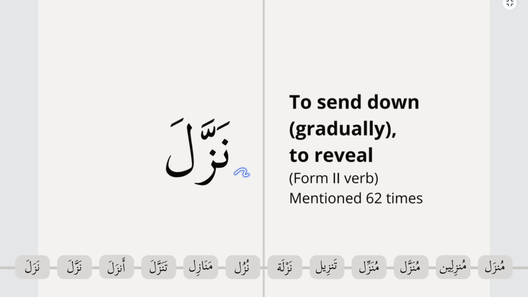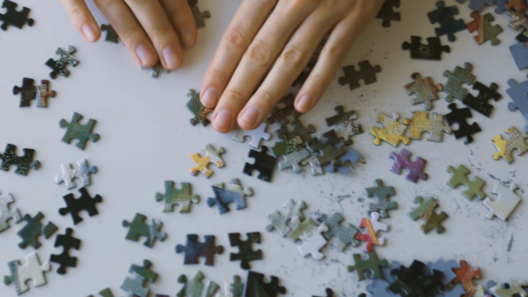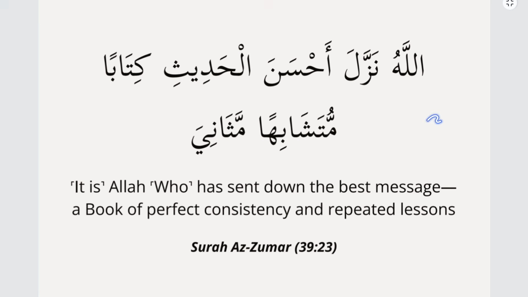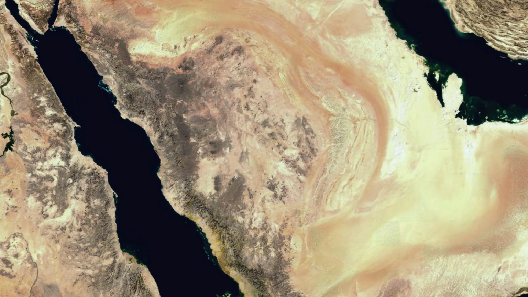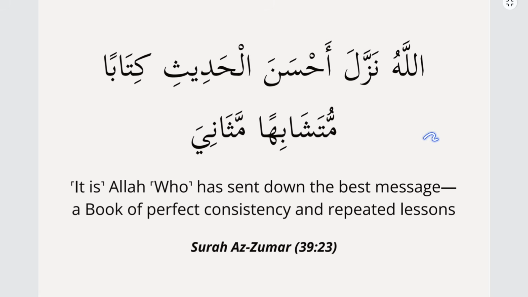Back to the verbs. The second verb we have is nazzala. In Arabic grammar, doubling that middle letter adds intensity, repetition, and layers. Nazzala is a form 2 verb which means to send down. Often it means to send down gradually, piece by piece, over time. And that's why this verb, nazzala, was used to describe the revelation of the Qur'an, because it was revealed over 23 years gradually.